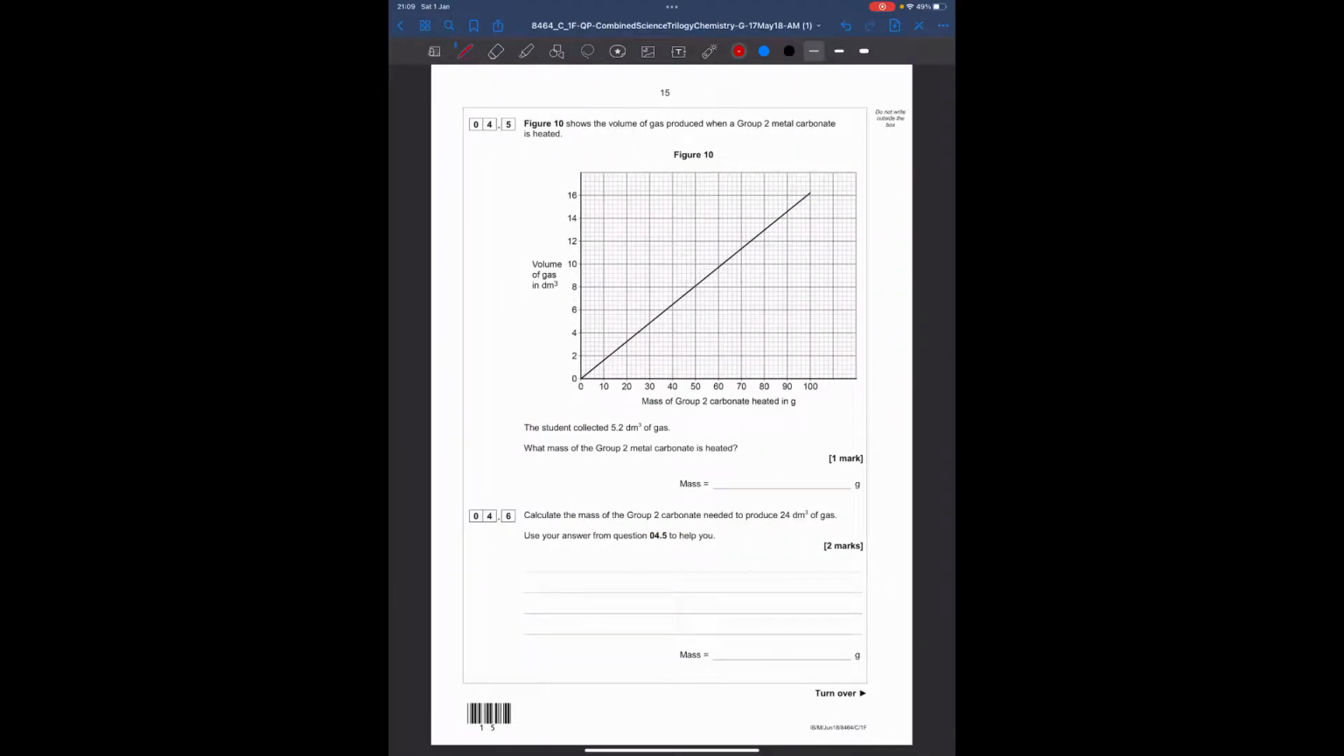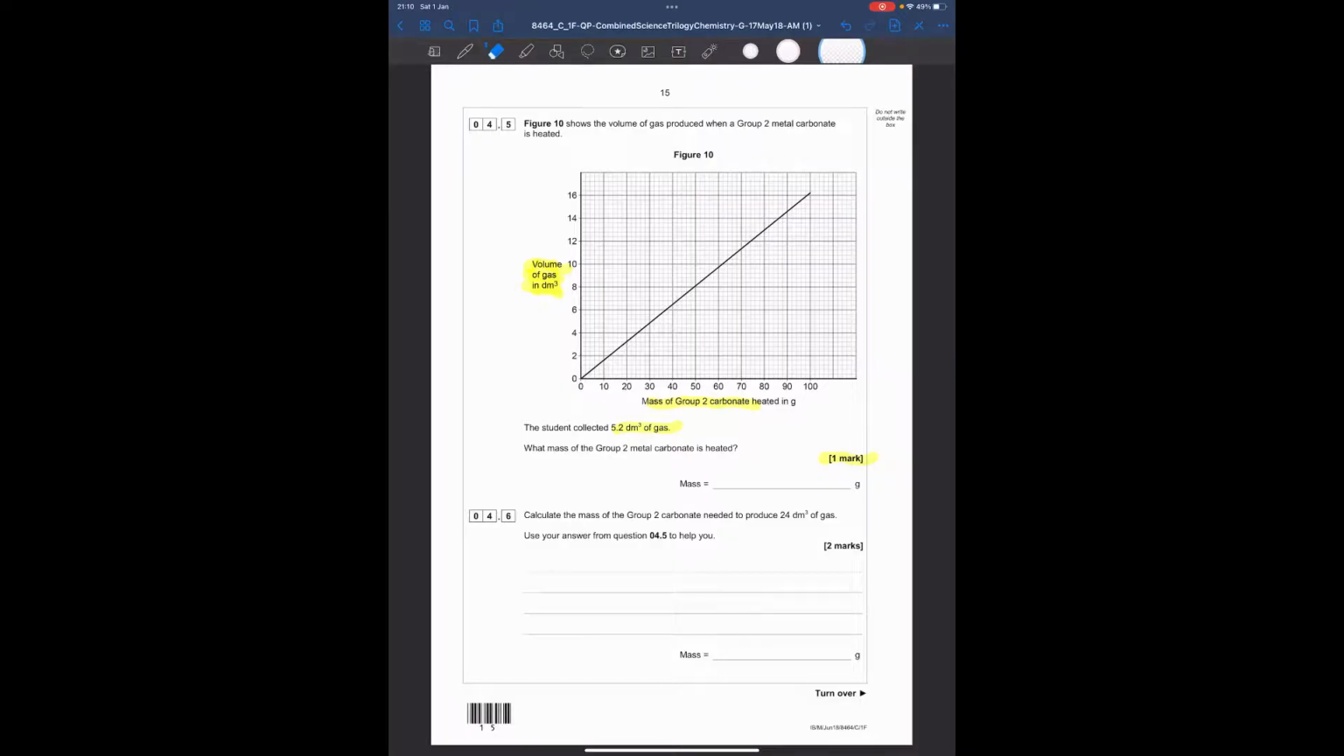Question 4.5. Figure 10 shows the volume of gas produced when a group 2 metal carbonate is heated. You've got a graph here, you've got the mass of group 2 carbonate at the bottom, and you've got the volume of gas being made at the side. A student collected 5.2 decimeter cubed of gas. What mass of group 2 metal carbonate is heated, and is only 1 mark. So you are obviously going to use the graph to help you do this. Don't overthink it. You would go to 5.2.